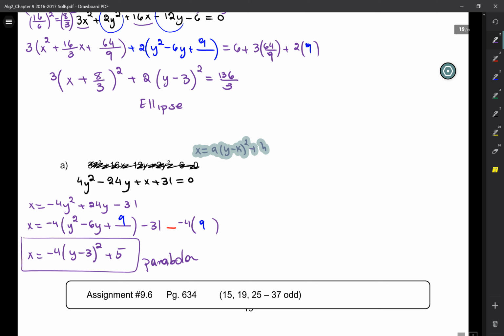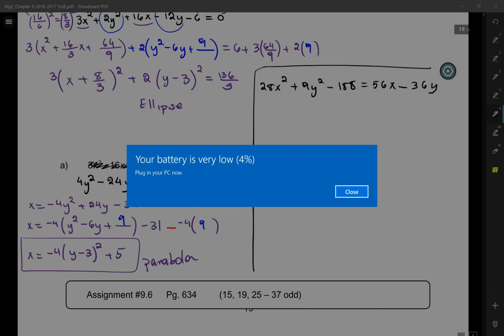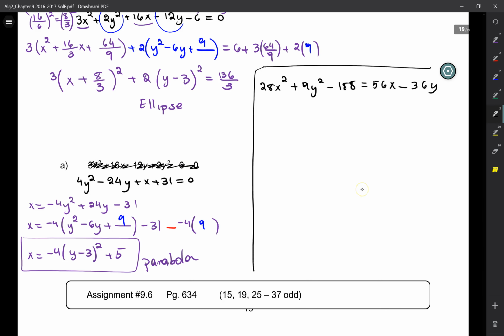All right, let's do one last one. And I'll work up here. Okay, here's one last one. 28x squared plus 9y squared minus 188 equals 56x minus 36y. Okay, so what do you think? What shape is this going to be? It's going to be an ellipse. The coefficients are not equal and they're both squared. So ellipse, not an eclipse.